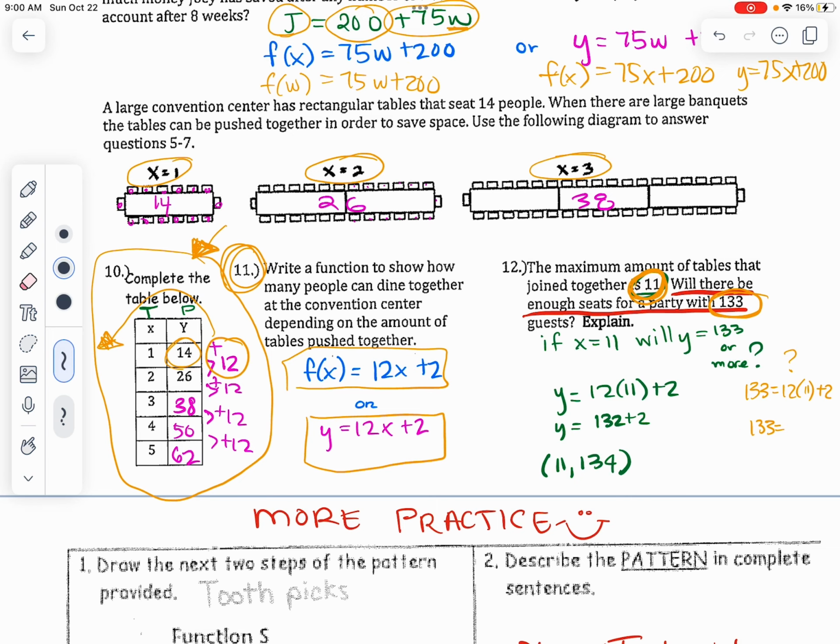So, going back to the question, we know that when there's 11 tables, there's 134 seats. Or if you did it this way, when you put in for y, will it be more? Well, it is enough. So you would actually write it as an inequality, right? Because this side has to be equal to or more than. And so you would say yes. Yes, they have enough, and they have 1 left over. Plus 1, right? Sometimes people say, no, it's not the exact amount, but that's not true. You just want to know, is there enough for 133 people? Yes, there is enough, plus an extra.